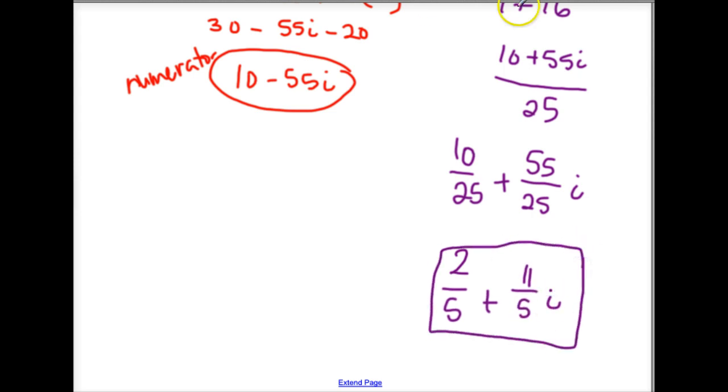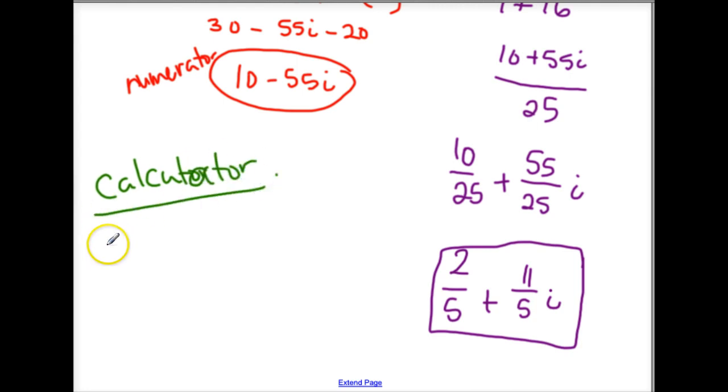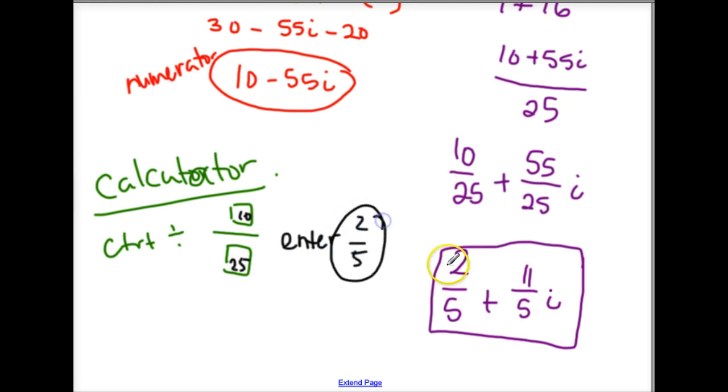Again, on the calculator, and I'm going to make a note in the side, calculator, can't spell today. You go to control and division sign. You will get something that looks like this. In the top, you want to enter 10, and in the bottom, you want to enter 25, and then hit enter. And you're going to get 2 over 5, and that's where this number came from.